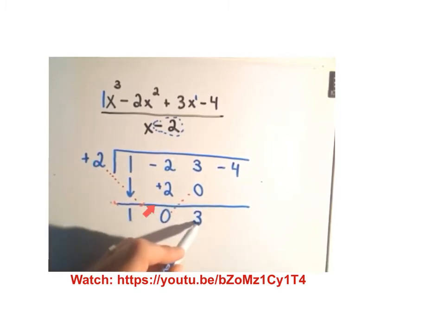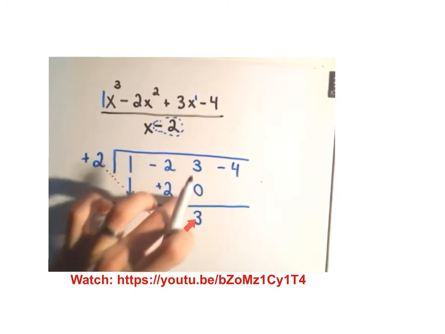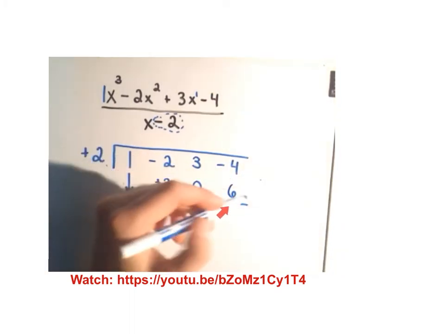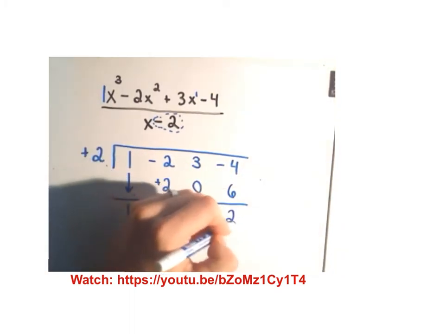I take positive 2 times positive 3. Let me erase my little red dots here. Combining them, we'll take positive 2 times positive 3, and that'll give me, in this case, positive 6. Then we add negative 4 and 6, combining the columns together, and we get the number 2.